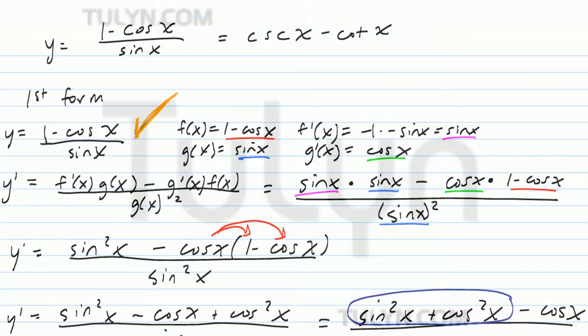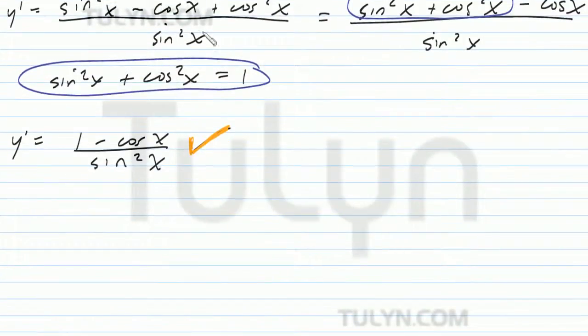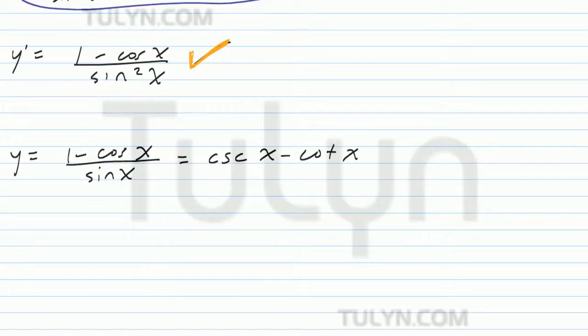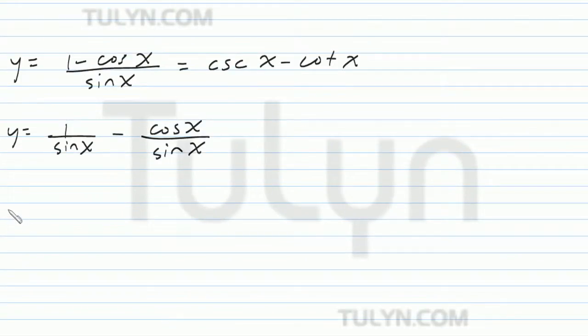Now differentiate the second form. If we have y equals (1 minus cosine x) divided by sine x, equals cosecant x minus cotangent x, the second form could be just dividing each of them by sine x. So y equals 1 divided by sine x. I'm just dividing each term in the numerator by the denominator, so minus cosine x divided by sine x, and that'll be y equals cosecant x minus cotangent x.